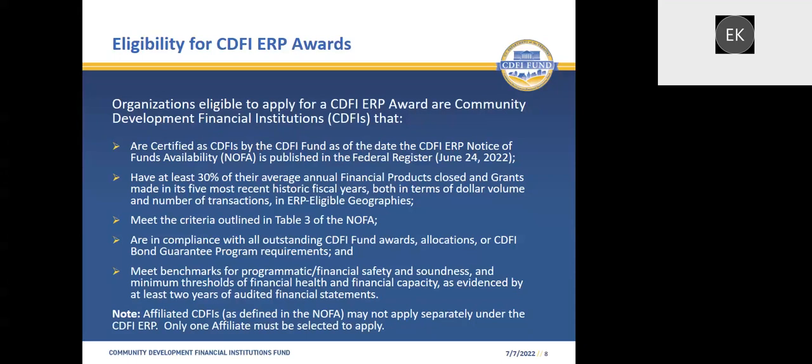They must meet the criteria outlined in Table 3 of the NOFA, be in compliance with all outstanding CDFI Fund awards, allocations, or CDFI Bond Guarantee program requirements, and meet benchmarks for programmatic and financial safety and soundness and minimum thresholds of financial health and financial capacity, as evidenced by at least 2 years of audited financial statements. Please note, affiliated CDFIs, as defined in the NOFA, may not apply separately under the CDFI ERP. Only one affiliate must be selected to apply.